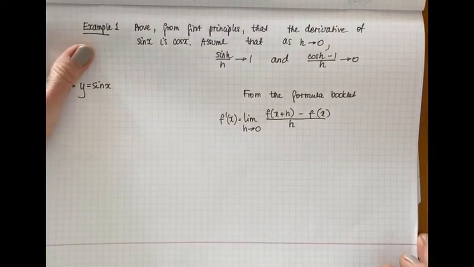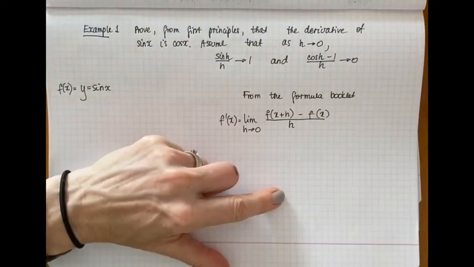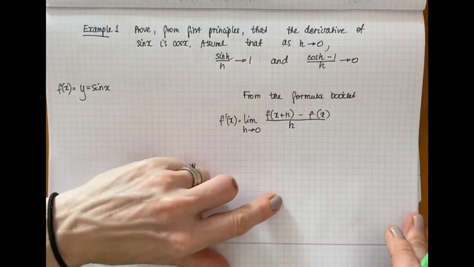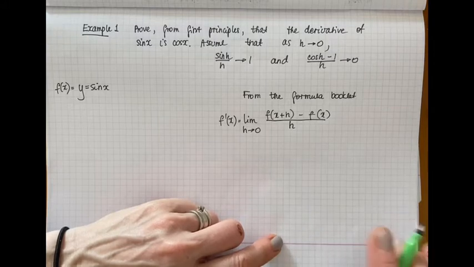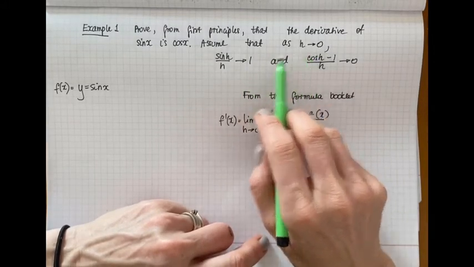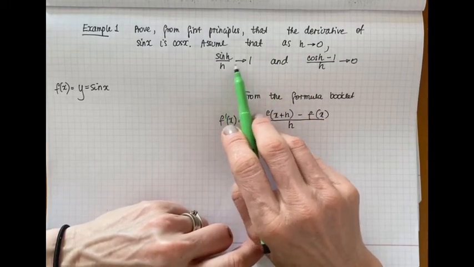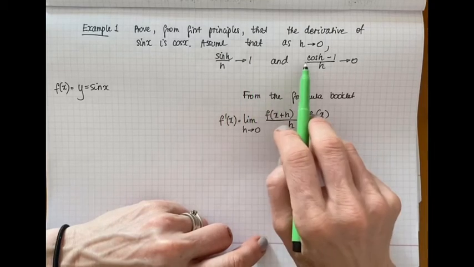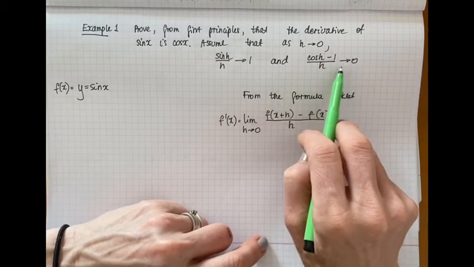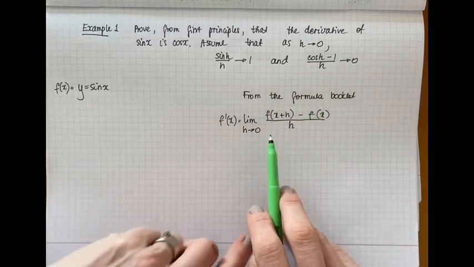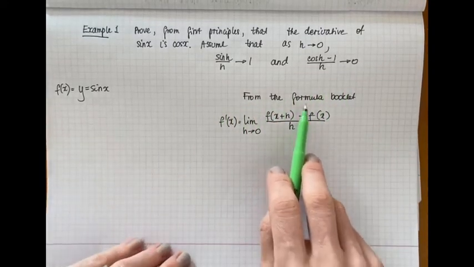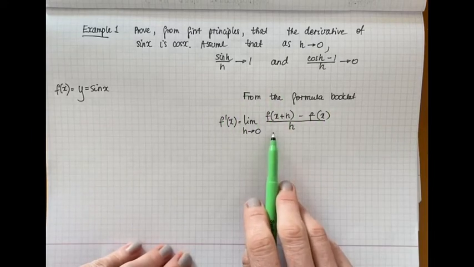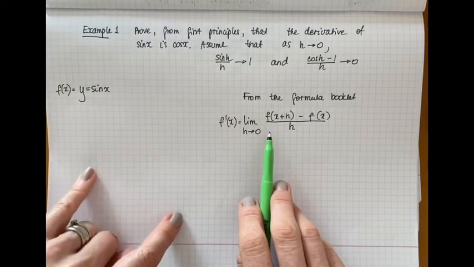So the first example over here is going to be a proof from first principles that the derivative of sine x is indeed cos x. And we are assuming that as h tends to 0, sine h over h tends to 1, and cos h minus 1 over h tends to 0. So let's have a go. You look in the formula booklet if you need reminding of the formula from first principles. So there's the formula.